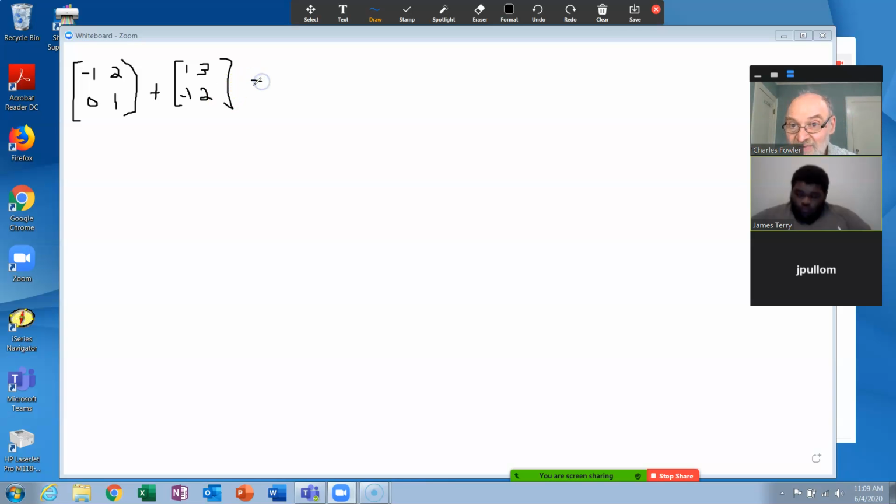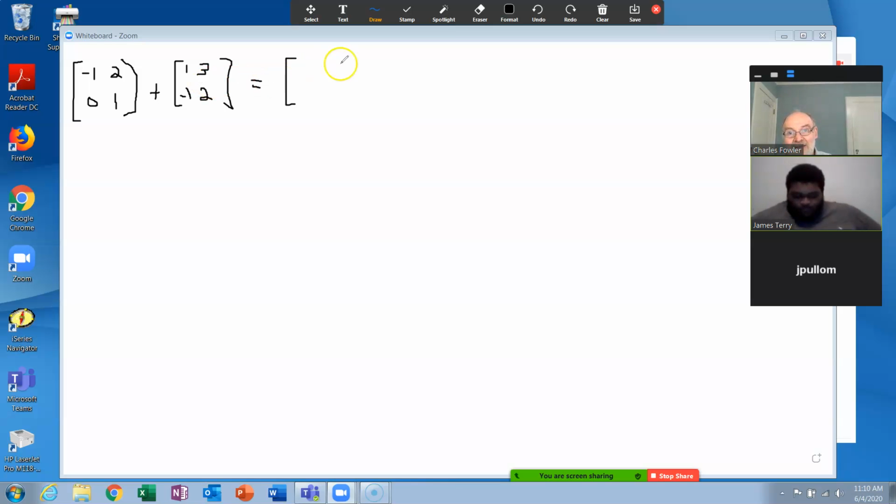The first question is, can those two matrices be added? Yes. Why? Because they have the same number of entries. That's true, but that's not enough. They have to be precisely the same size. This one's a 2 by 2. That one's a 2 by 2. Yes, you can add. This could have been a 2 by 2 and this a 1 by 4. They have the same number of entries, but no, you can't add them because they're not the same size.